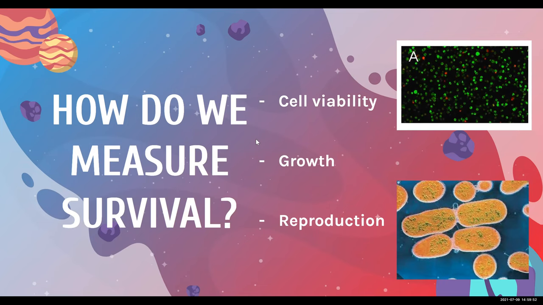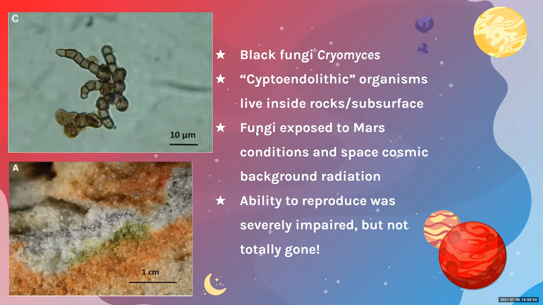Another example of a fungus in space would be the black fungi Cryomyces. They are one of the hardiest organisms on Earth. They live in Antarctica and survive, which is the most similar environment we have on Earth to Mars. And they are also considered cryoendolithic organisms, which means they live inside rocks or in the subsurface, and this is to help protect from any of the surface conditions.